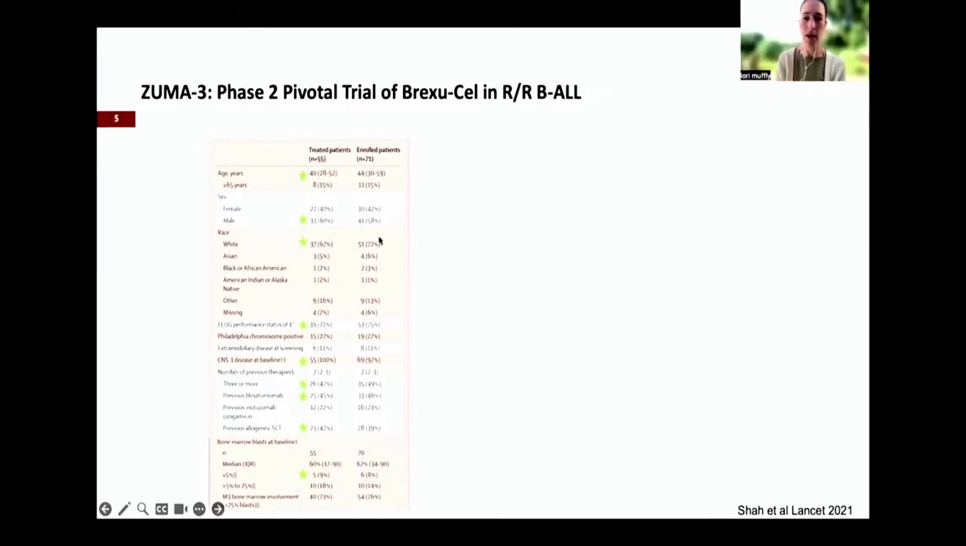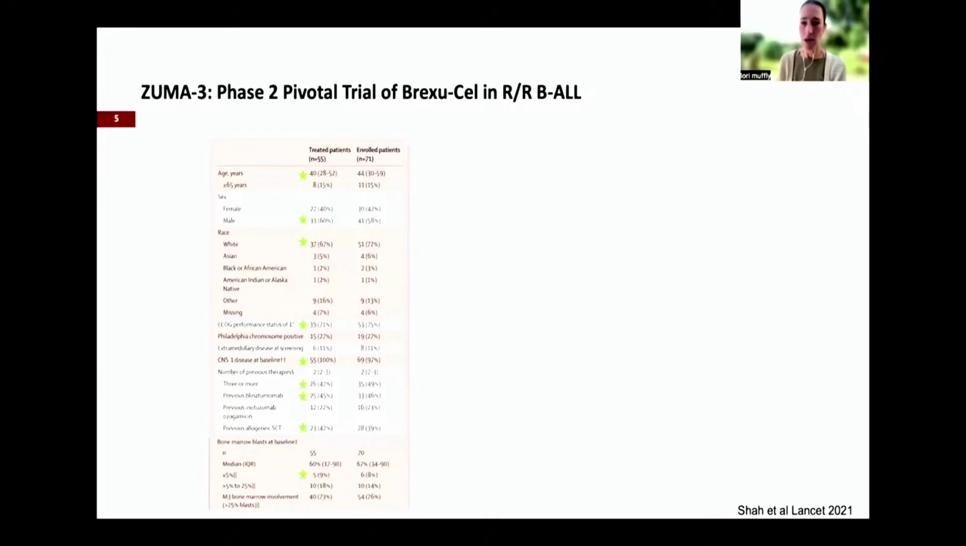Since we're basing this in a case, the green stars represent what the patient I'm presenting has in common with the ZUMA-3 population. The median age of the treated patients in the trial was 40. The majority of patients were male. The majority of patients were white. 71% had an ECOG performance status of 1.